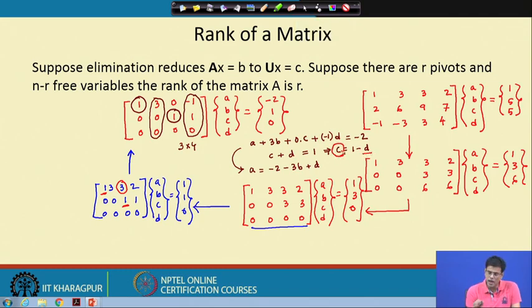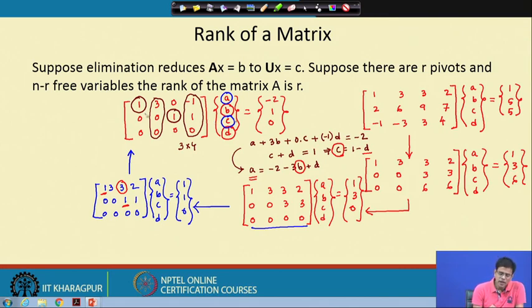What is the value of C? And once I have assumed D, I have to also assume B, then I can get the value of A. So the possibilities of B and D are infinite. So that means B and D are essentially free variables, while A and C are essentially dependent variables. That means the pivot variables.